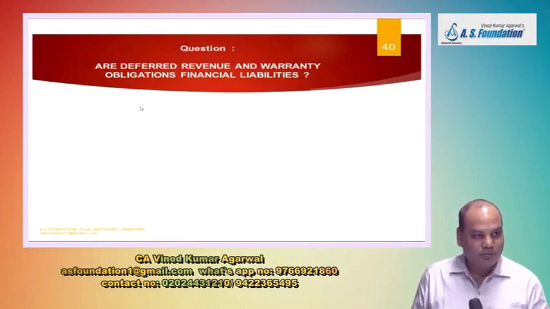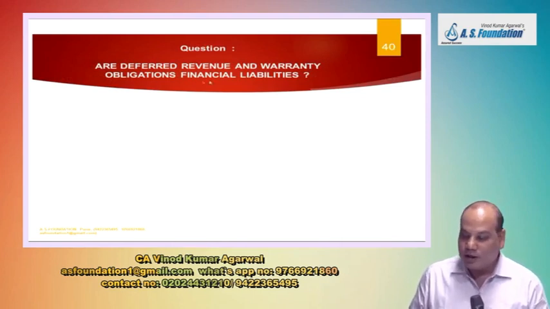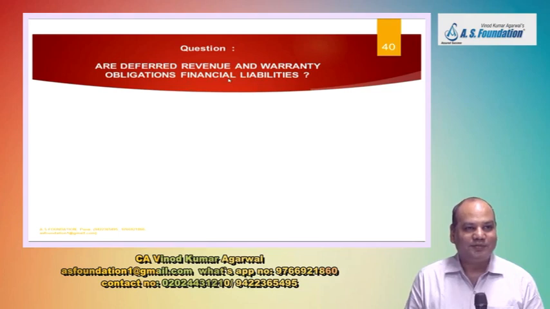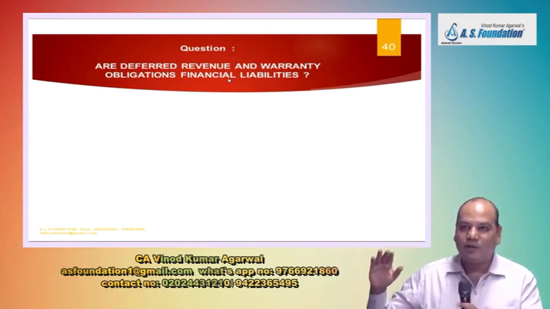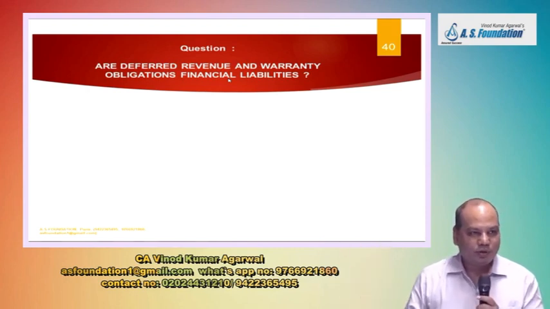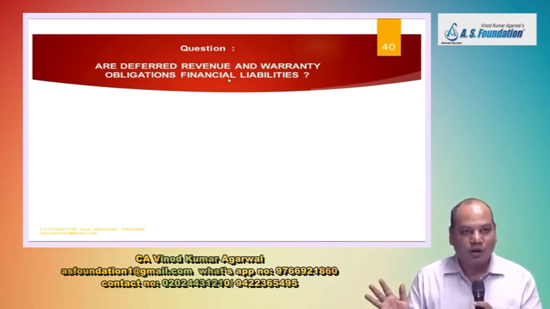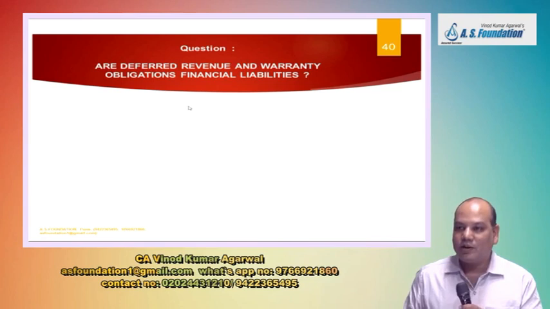Okay, try one more. We are also learning the writing skill of the answer. Only yes, no, don't know is not enough. Are deferred revenue and warranty obligations financial liabilities? Deferred revenue means suppose you have received a grant from the government, which you have transferred to a deferred revenue account, and then you will transfer it to the statement of profit and loss over the number of years. So that is deferred revenue. And warranty obligation means you are selling some product, giving a warranty to the customer. In case of any defect, we will rectify.